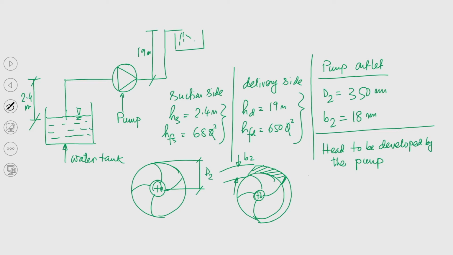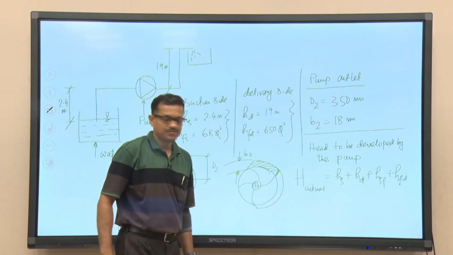So, basically this is H actual. If we can easily calculate the H actual, we have discussed it is H s plus H d plus H s f plus H f d. That is what we have studied.